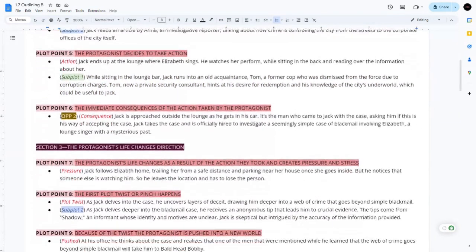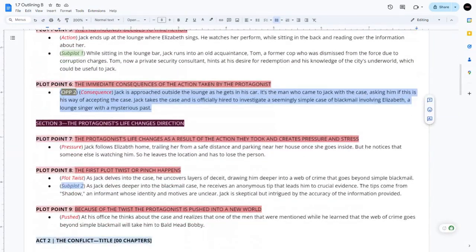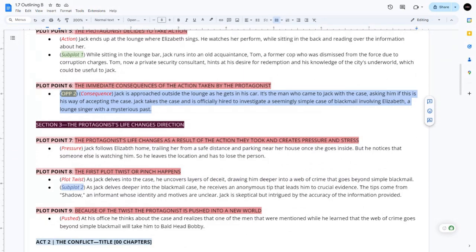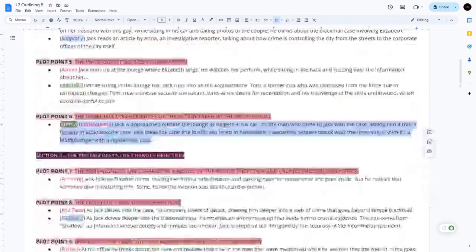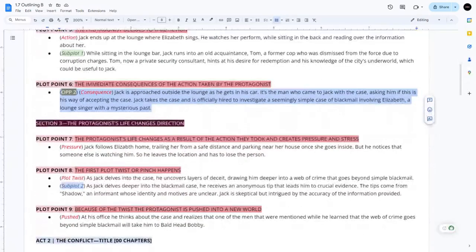Now, this would be the original inciting incident, okay? We expanded the first 2 plot points over 6 plot points, which is great. But we changed it slightly just to fit the feel of the narrative, which is Jack is approached outside the lounge as he gets in his car. It's the man who came to Jack with the case, asking him if this is his way of accepting the case. Jack takes the case and is officially hired to investigate a seemingly simple case of blackmail involving Elizabeth, a lounge singer with a mysterious past.